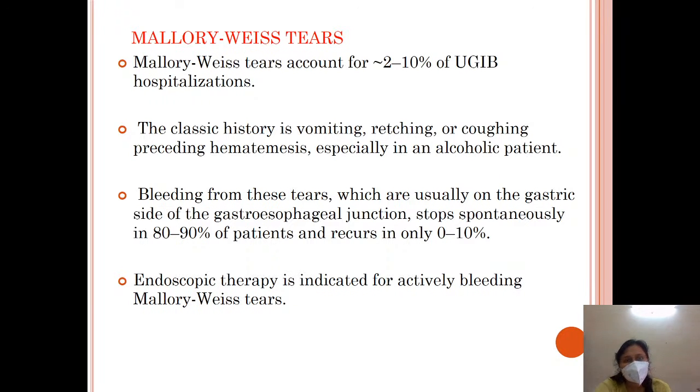Coming to Mallory-Weiss tears, they account for 2 to 10% of upper GI bleeding hospitalizations. The classic history involves vomiting, retching, or coughing preceding hematemesis, especially in an alcoholic patient. Bleeding from these tears, which are usually on the gastric side of the gastroesophageal junction, stops spontaneously in 80 to 90% of patients, and it can recur in only 0 to 10%.